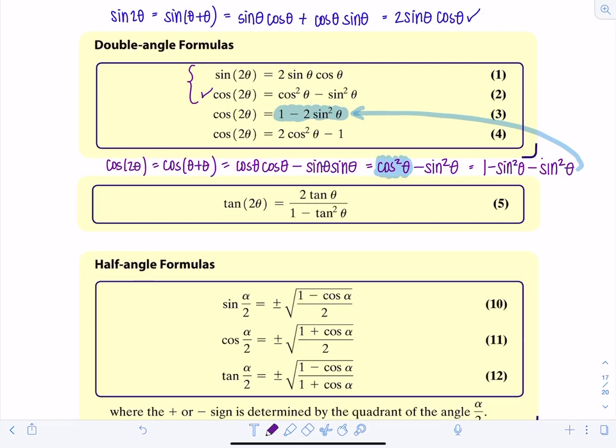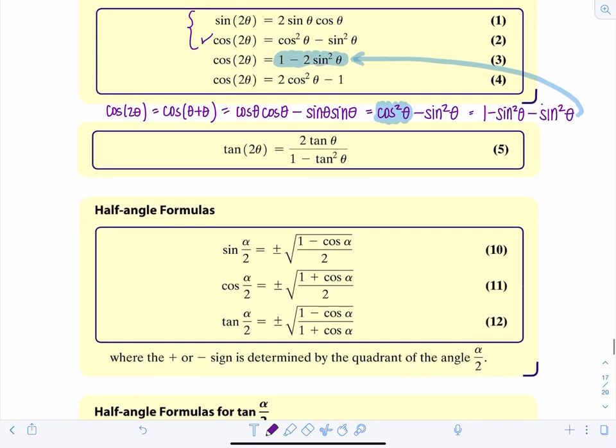All right? Tangent 2 theta. Same thing, let's derive it really quickly. So that's tangent of theta plus theta. And so remember our formula is tan A plus tan B over 1 minus tan A tan B, so tan theta plus tan theta over 1 minus tan theta tan theta. And that's where we get 2 tan theta over 1 minus tan squared theta. So that one you can easily see how it falls into place.